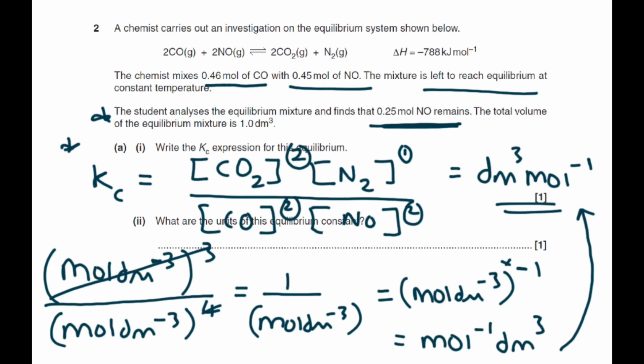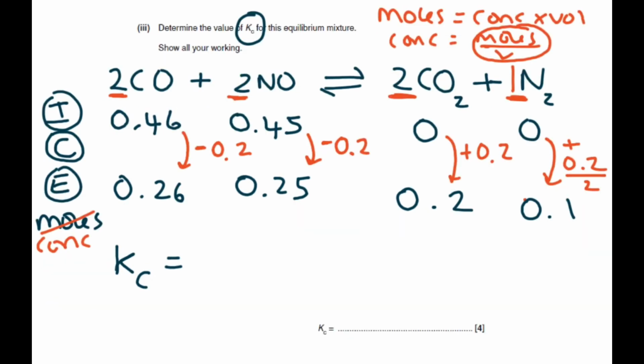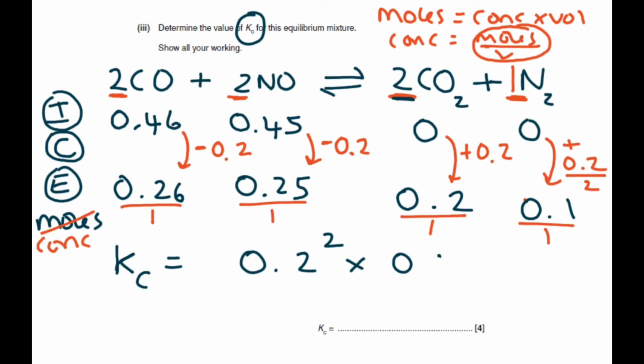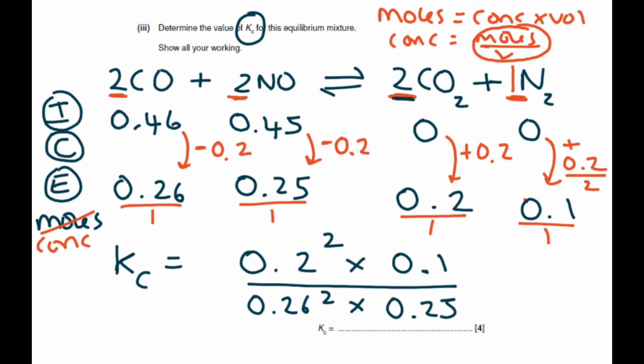So let's go back and double check. It says the volume is 1 decimeter cubed. Okay, so that's quite nice. You divide them all by 1 to get concentration. So it's basically the same number. That's quite nice. Okay, so let's put them into the expression for Kc. So CO2, but don't forget it's squared, and then times nitrogen, that's the products, divided by the reactants, 0.26, and again it's squared, times 0.25, and again that is squared.